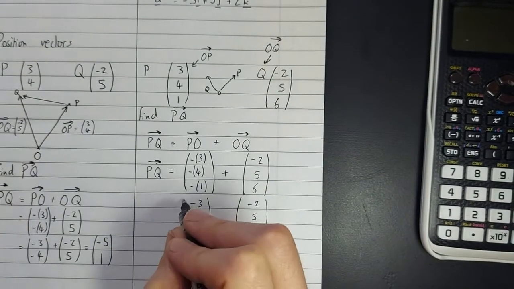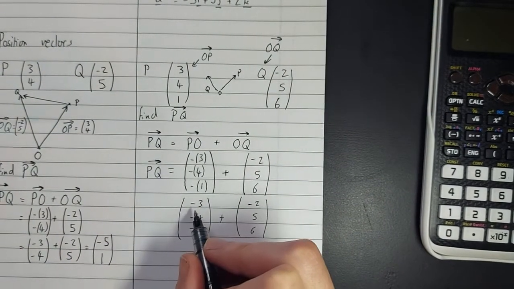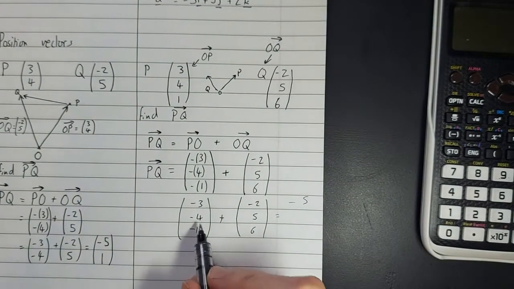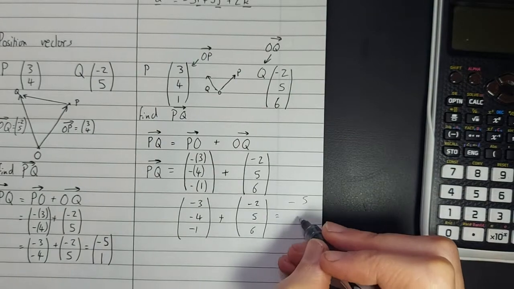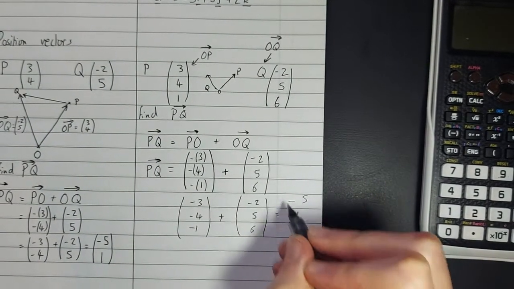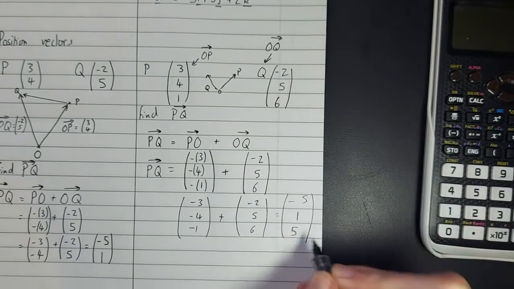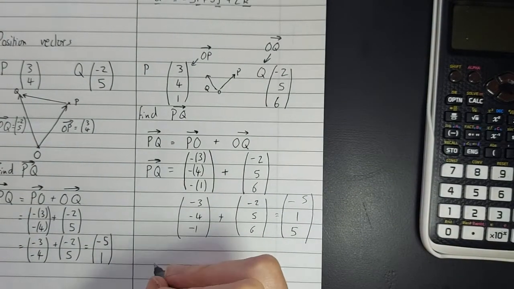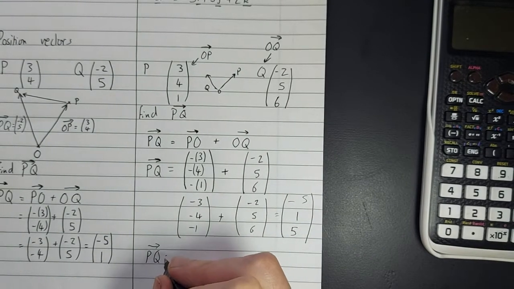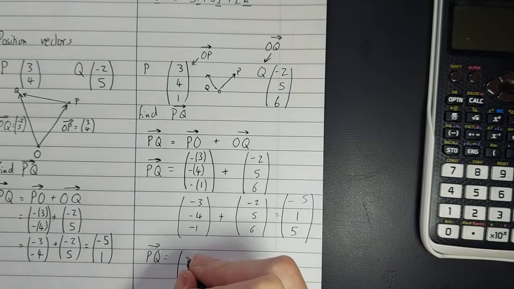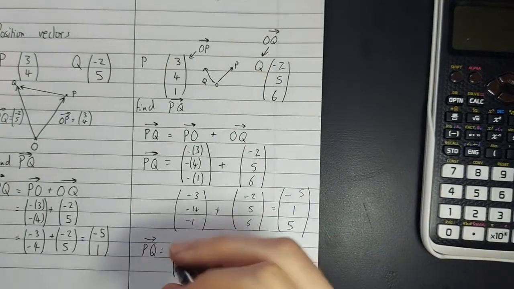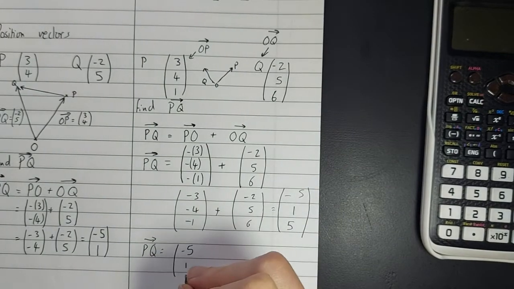And we have to add these two vectors. Negative 3 add negative 2 would give us negative 5. Negative 4 add 5 would give us 1. Negative 1 add 6 would give us 5. So this tells us that the vector PQ is going, you can think of it as, negative 5, so it's going to be 5 to the left, 1 up, and 5 towards you.